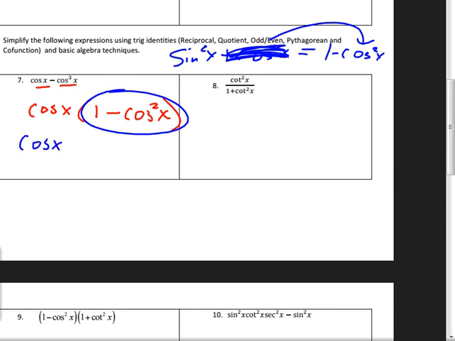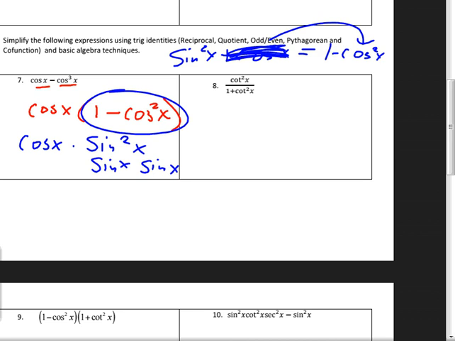So now I got cosine x times sine squared x. Then maybe you should go, okay, I can replace sine squared with what? Well, I don't want to go back to 1 minus cosine squared. I just did that. But I could replace sine with 1 over cosecant. I could replace sine squared with sine x times sine x, but that doesn't really help me. I just want you to know that. These are the same thing. You get that? Sine x times sine x is sine squared x.